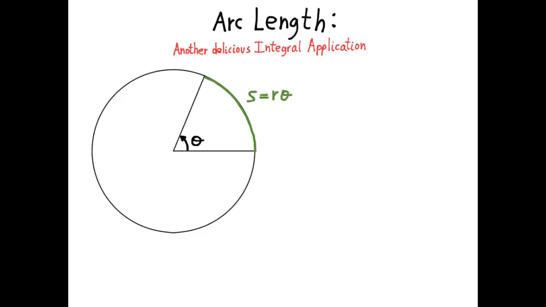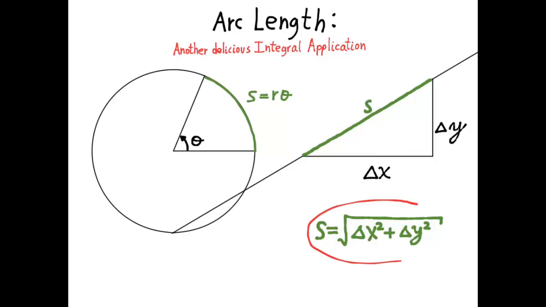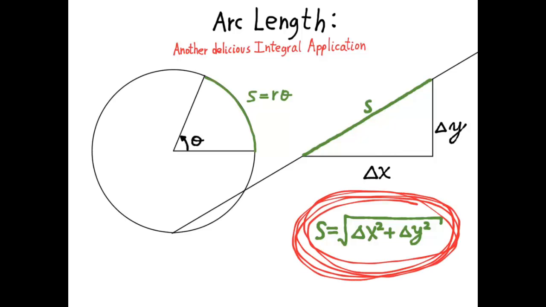there's an even simpler curve for which we know how to calculate the arc length. Do you remember what it is? That's right, it's a line. If I'm going to take a piece of the line defined by delta x and delta y, the arc length of that piece of the line can be computed using the Pythagorean theorem. S equals the square root of delta x squared plus delta y squared. And this is actually going to be our pre-calculus basis for computing the arc length of the arbitrary curve.